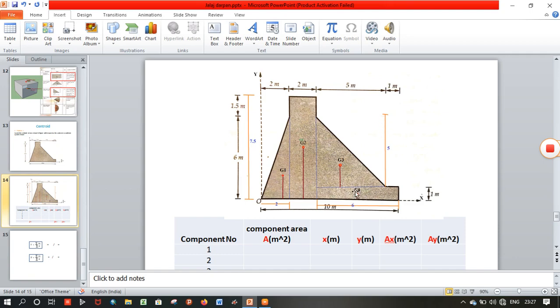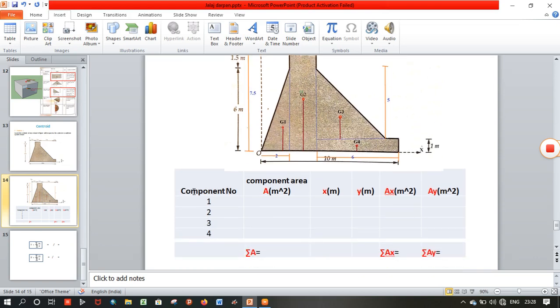Now the last geometrical component, that is the rectangle G4, which is the centroid of component 4, has a base width of 6 meter. From this edge to this edge it is 6 meter, and the height of that rectangle is 1 meter.